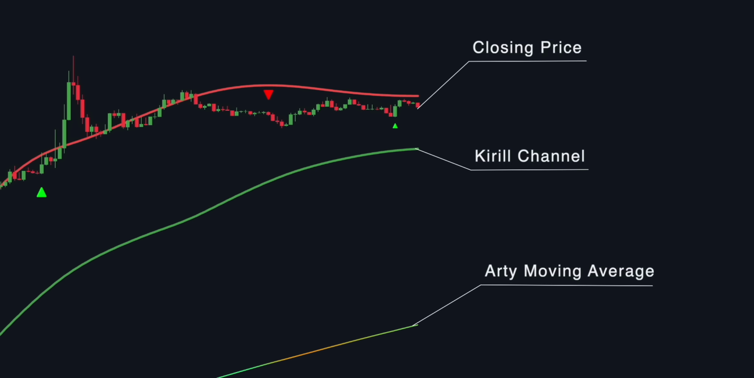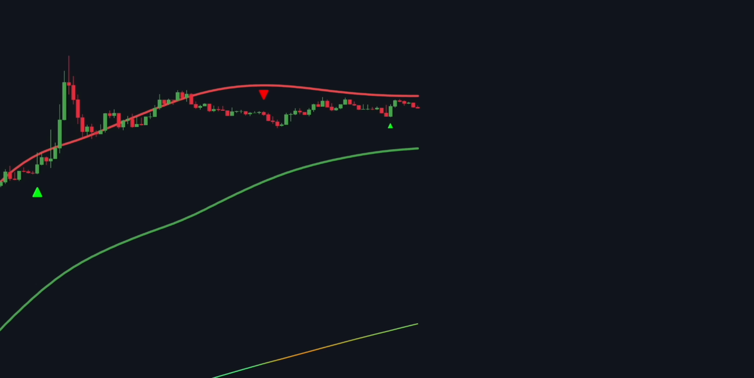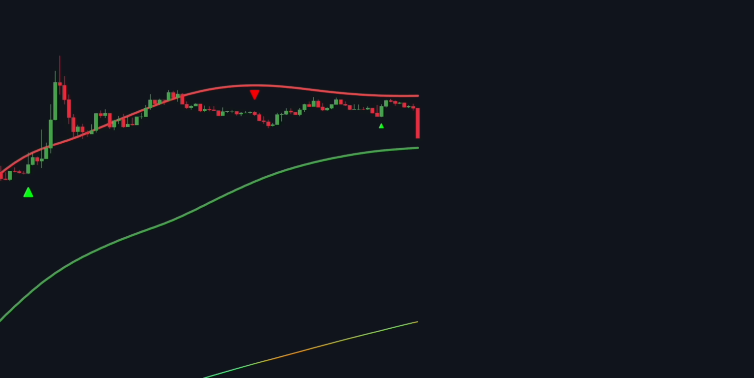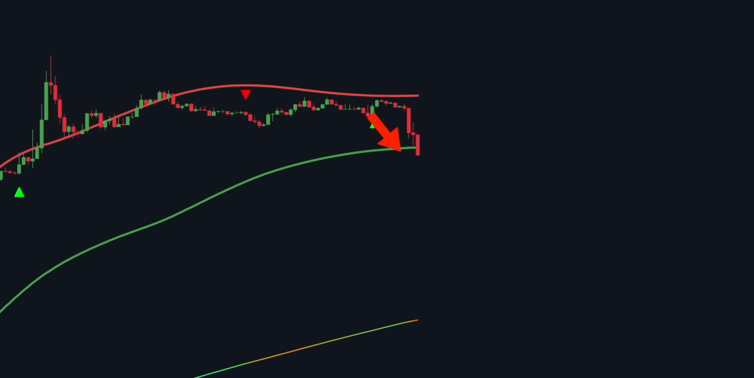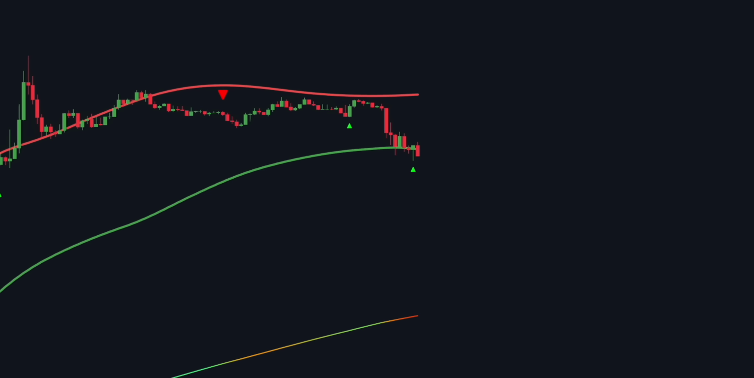First, the price and the Kirill channel need to be positioned above the RD moving average. Second, once the trend has been confirmed, we will be looking for a pullback into the lower Kirill channel band. This way we know that the security is oversold, yet the trend has not shifted to the downside as the price remains above the moving average.